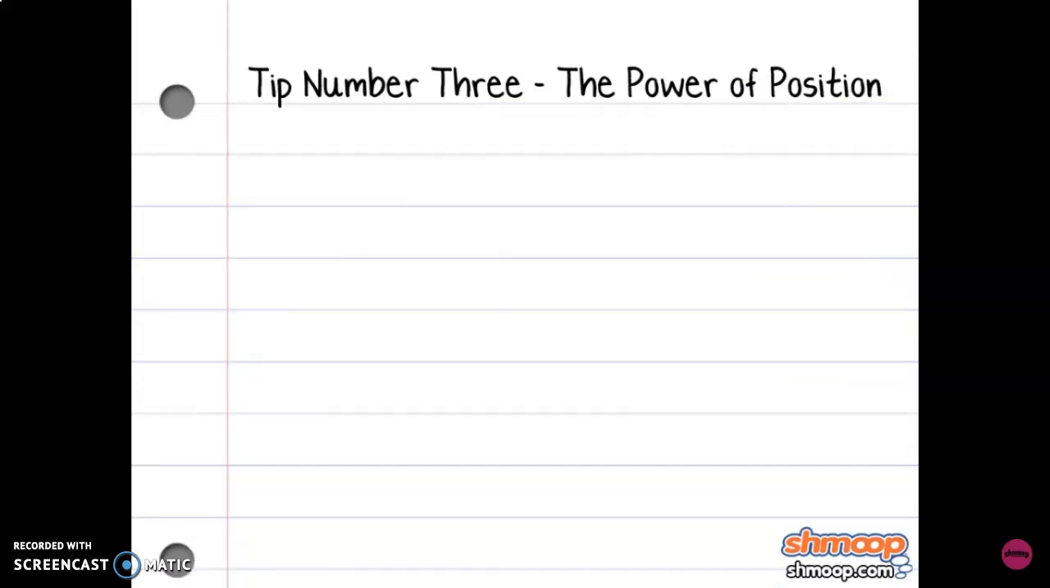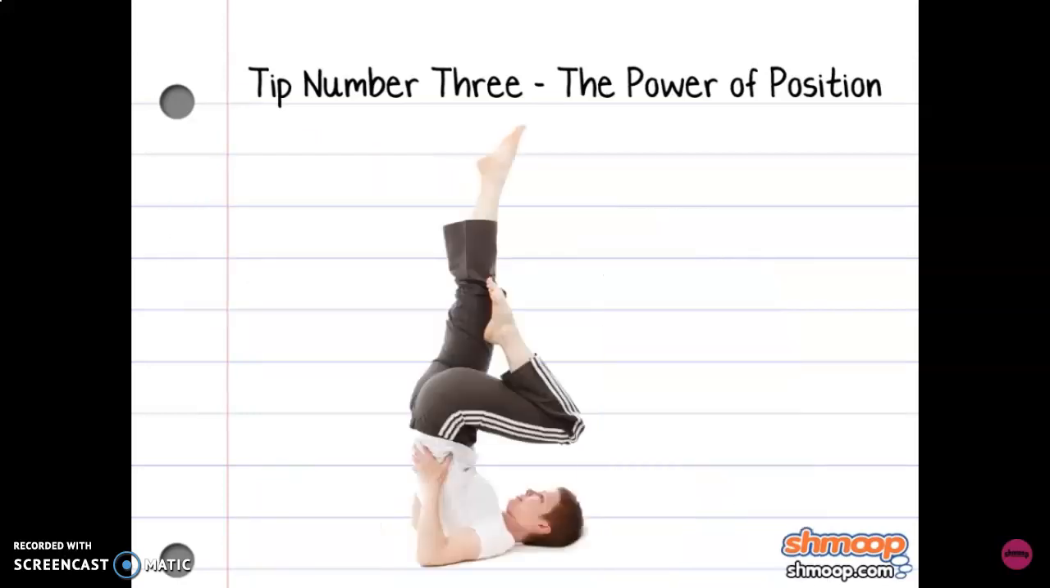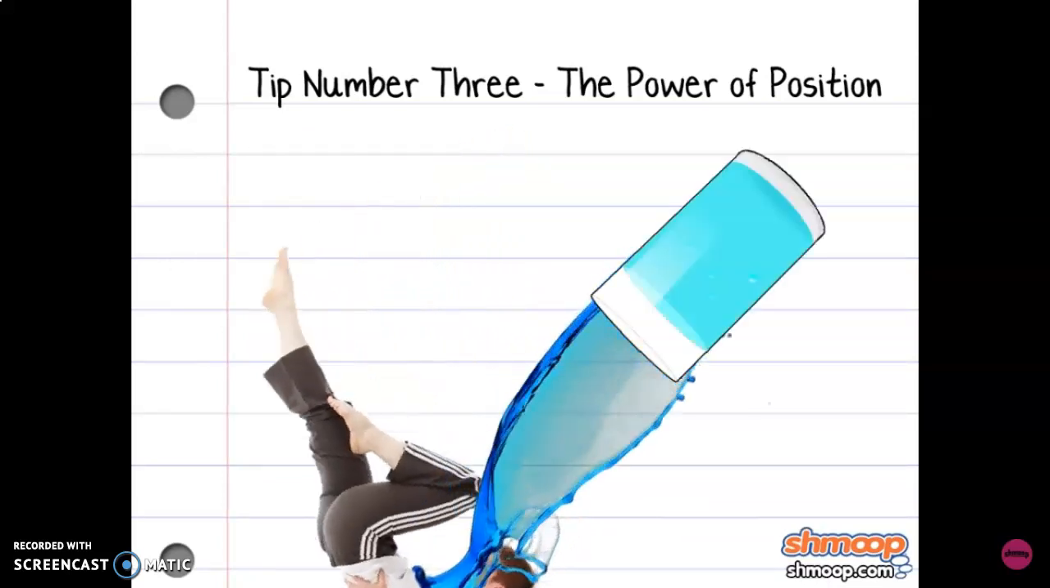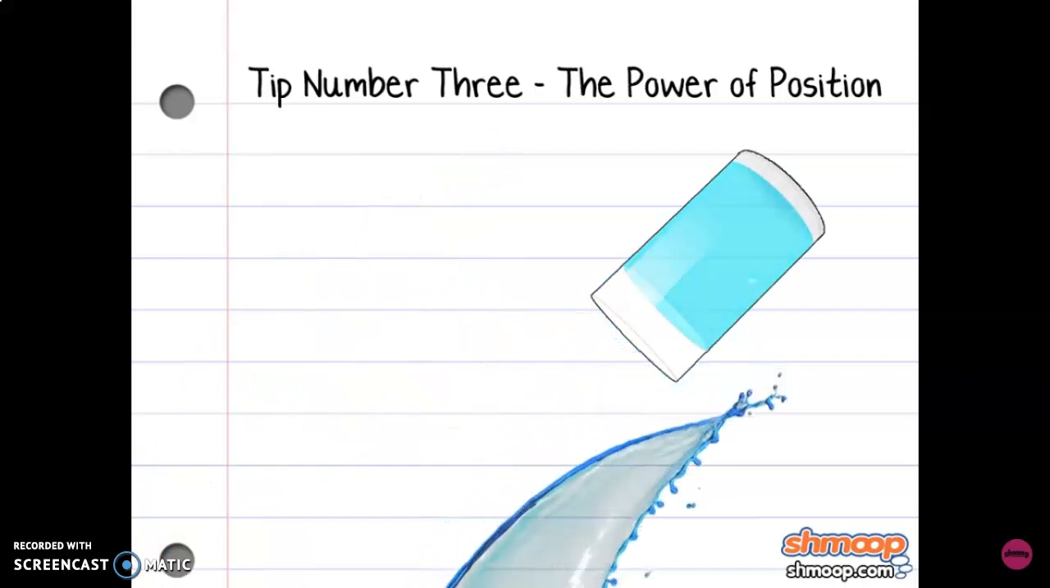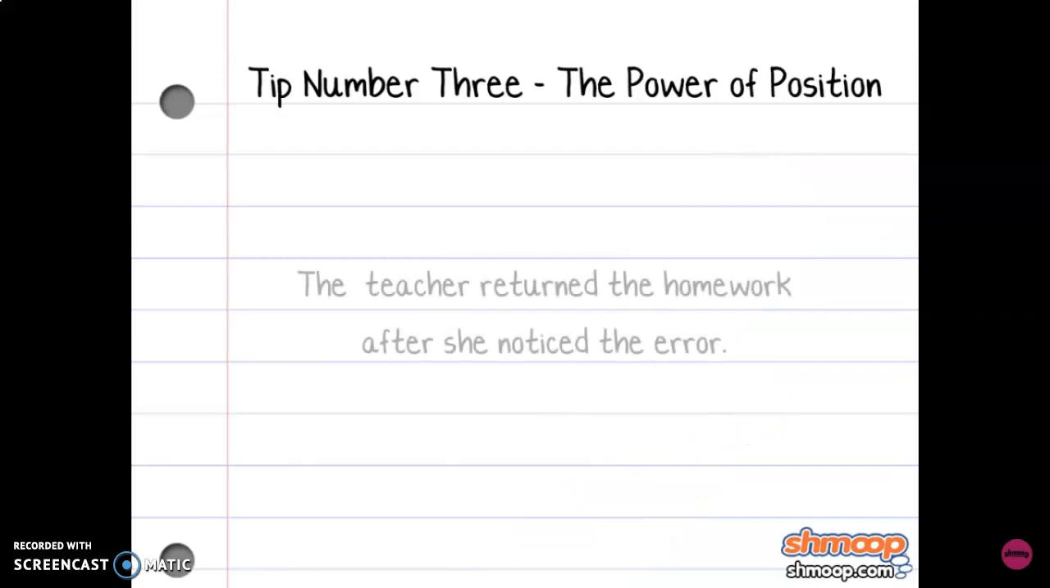Tip number 3, power of position. If someone is standing, she's probably not sleeping. If she's standing on her head, she's probably doing yoga or taking extreme measures to get rid of her hiccups. As you can see, positions are pretty helpful when trying to figure out what's happening in a given situation.